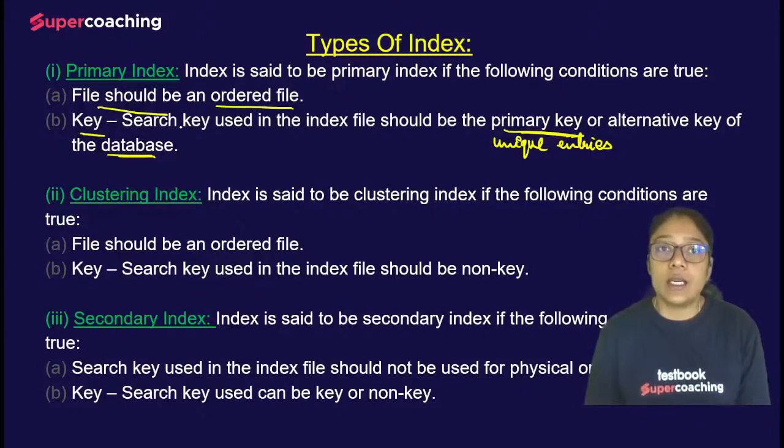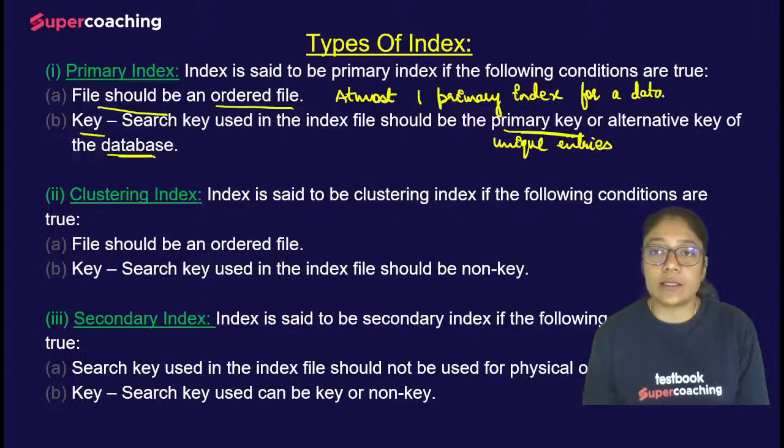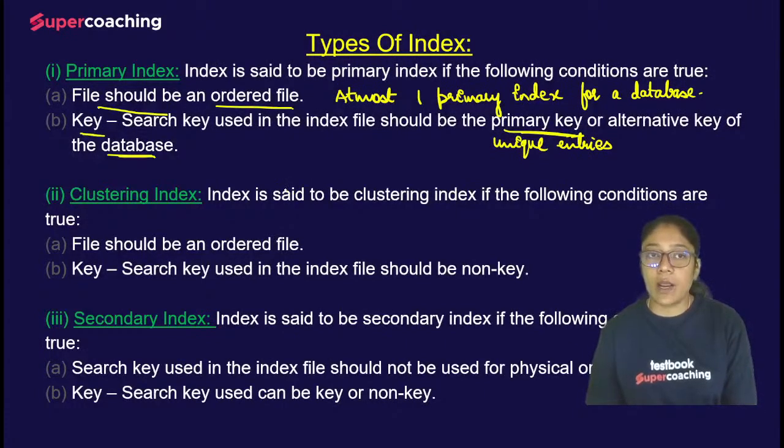And for each relation, at most one primary index is possible for a database. एक ही primary index बन सकता है, not more than that. Because here we are using the search key field and that is ordered, right? Here, what will be the type of index that will be created?